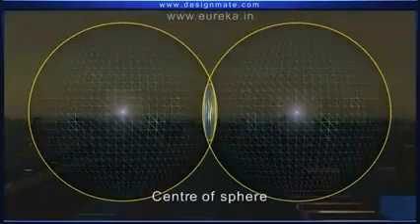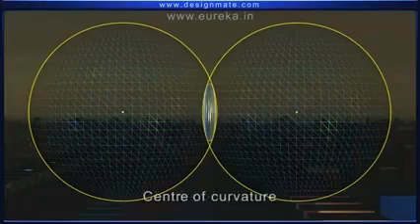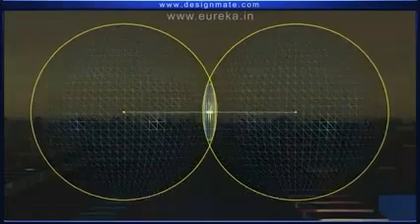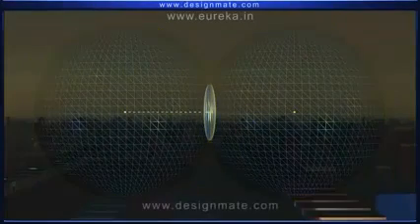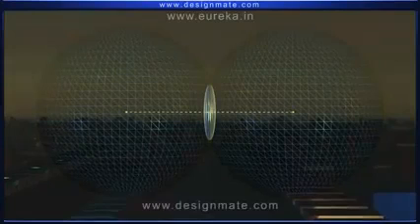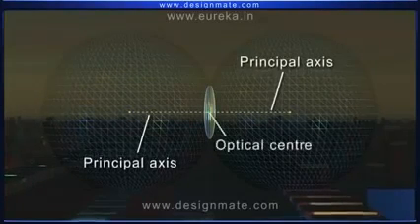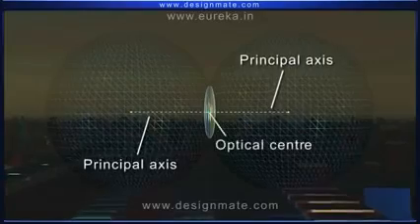The center of these spheres is called the center of curvature of the lens. The radius of the spheres is known as the radius of curvature of the lens. The line joining the center of curvature on both sides of the lens is known as the principal axis, which passes through the optical center of the lens.